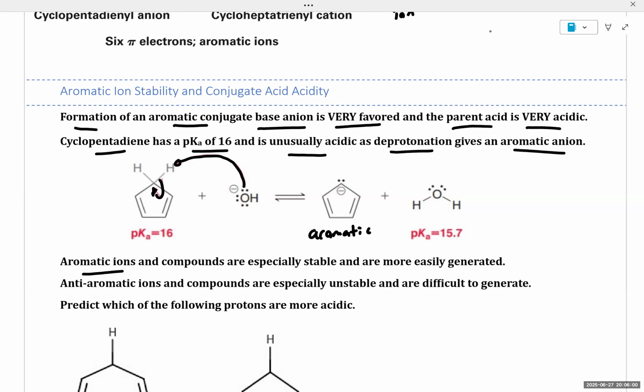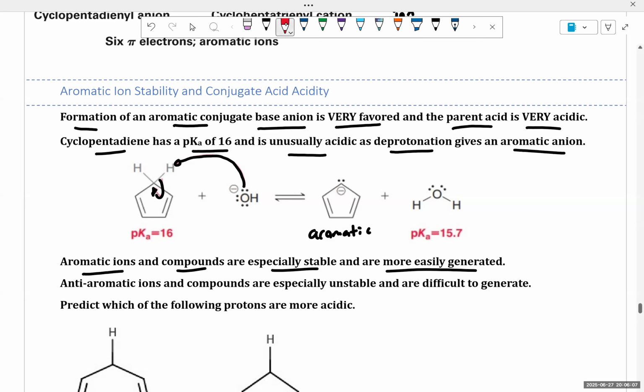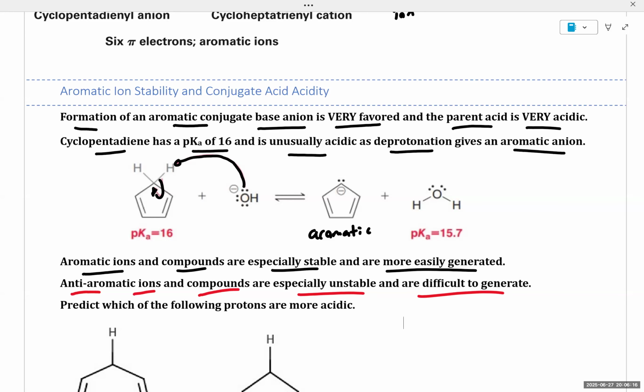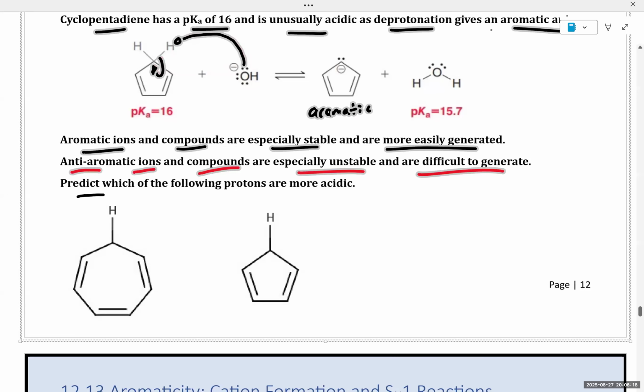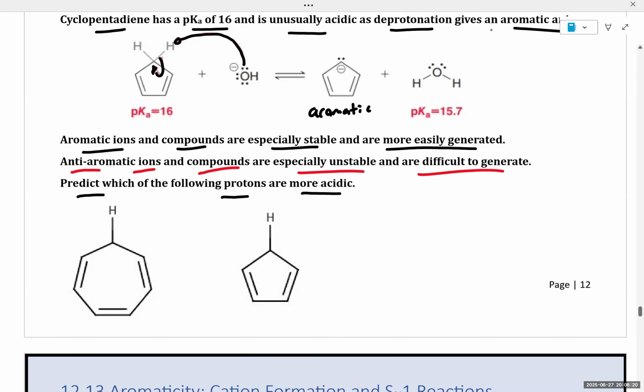In general, aromatic ions and compounds are especially stable and are more easily generated. As a corollary, anti-aromatic ions and compounds are especially unstable and are difficult to generate. So with that in mind, I'd like you to predict which of the following protons are more acidic. And as a hint, I would suggest you draw the conjugate base anion. So pause the video and then we'll discuss.